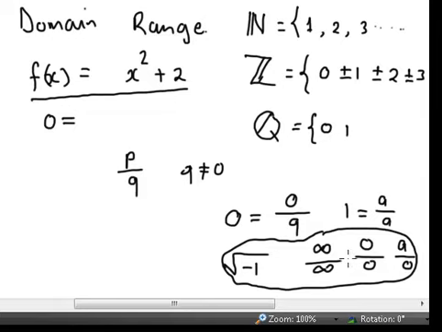Is there any? No. I think it's no. So which means the domain of this function is all the real numbers. All together? Okay. We're going to take it from there.